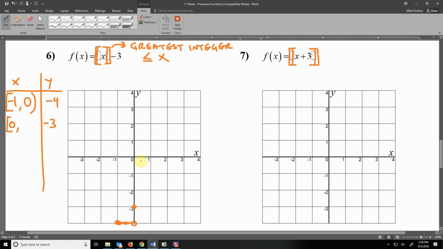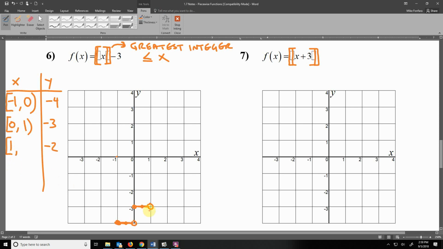If I put in 1/2, the greatest integer less than or equal to 1/2 is 0, minus 3 is -3. If I put in 9/10, the greatest integer less than or equal to 9/10 is 0, minus 3 is -3. All the way up until I get to the number 1, but not including 1, because once I get to a 1, my output changes. The greatest integer less than or equal to 1 is 1. Minus 3 is -2. So from 0 all the way up to, but not including 1, I had an output of -3. Once I got to 1, I got an output of -2.